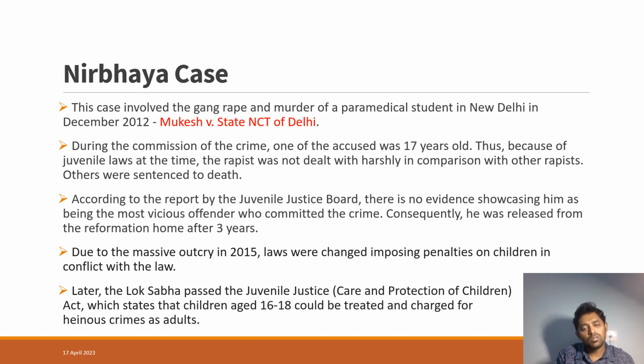Due to the massive outcry in 2015, the laws were changed, imposing penalties on children in conflict with law. Later, the Lok Sabha passed the Juvenile Justice Care and Protection of Children Act, which states that children aged 16 to 18 could be treated and charged for heinous crimes as adults.